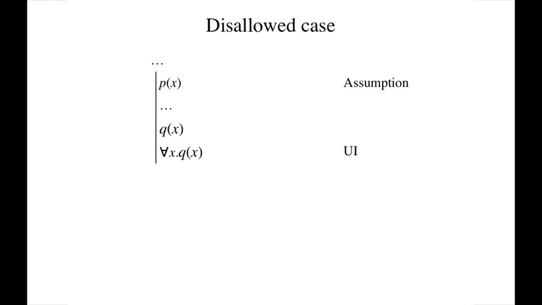Now, there's one important restriction on the use of universal introduction. If the variable being quantified appears in the sentence being quantified, it must not appear free in any active assumption. That is, an assumption in the current subproof or any superproof of that subproof. For example, if there's a subproof with assumption P(x), and from that we have somehow managed to derive Q(x), then we cannot just simply write for all x, Q(x).